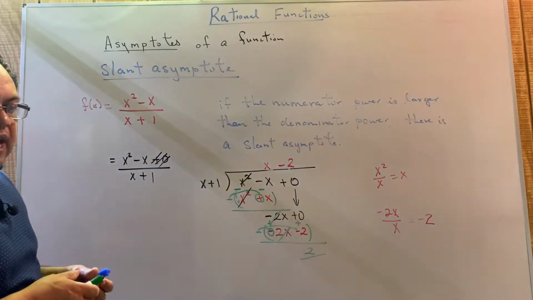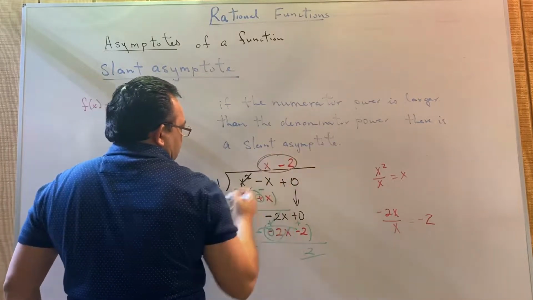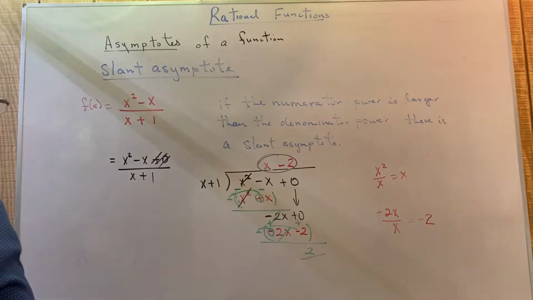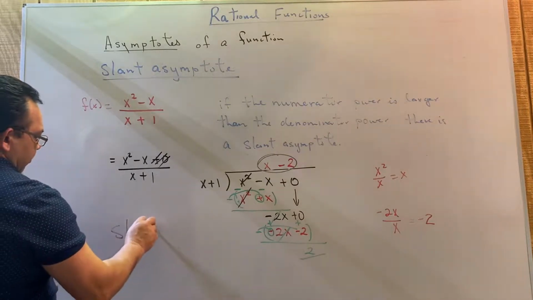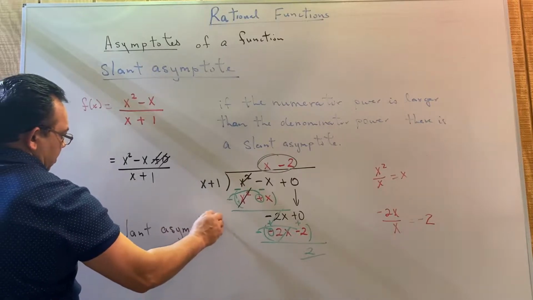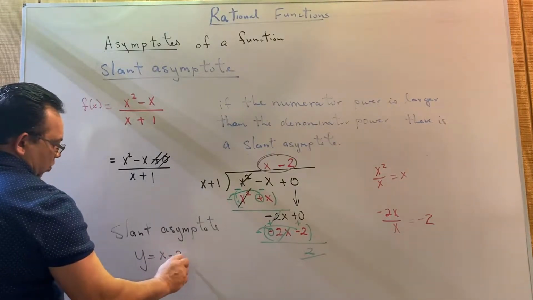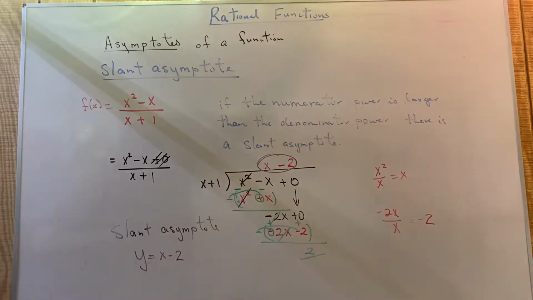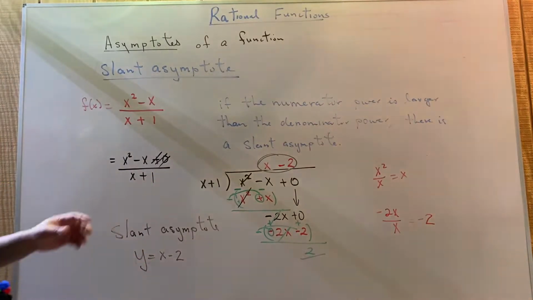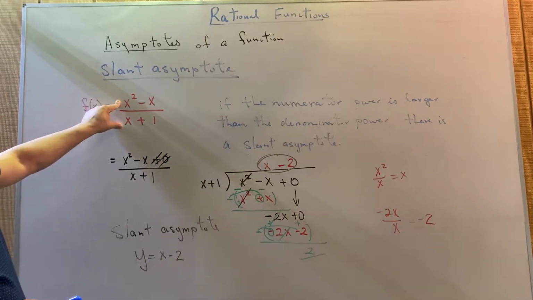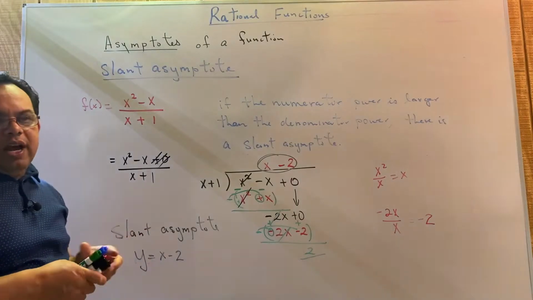When we're looking for a slant asymptote, what we're really looking for is this quotient. We don't care about remainders for slant asymptote. All we care about is the quotient. So the slant asymptote here will be y equals, written in the form y equals mx plus b, x minus 2, where the slope is 1 and the y-intercept is negative 2. So this is a diagonal line. The line has a slope to it. You can basically tell by looking at the equation if there is a slant asymptote: anytime the numerator power is greater than the denominator power by 1, we will have a slant asymptote.